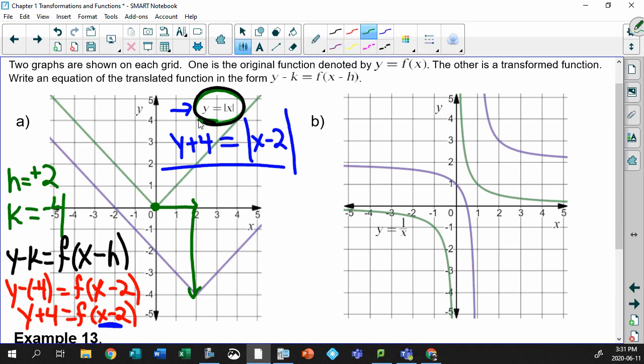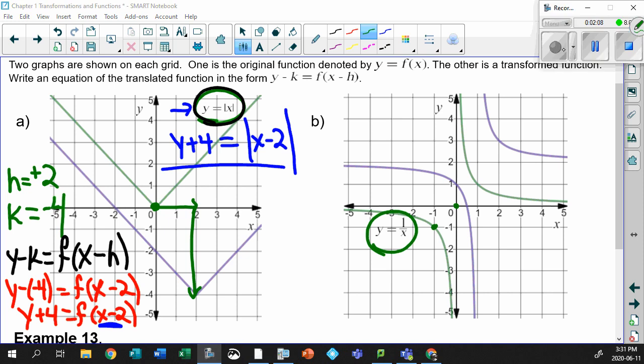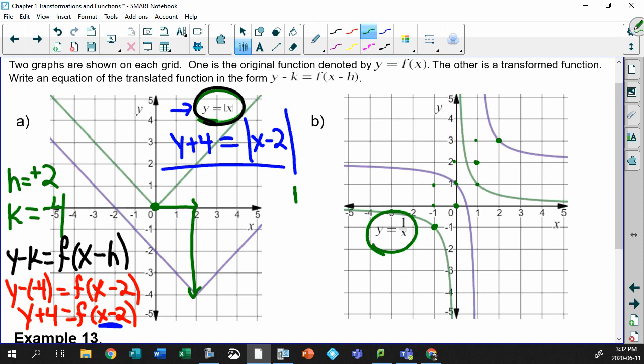Take a look at this one. The original graph is a reciprocal graph. Figure out there's a point right here in the middle of them, or you can use one of these points. It doesn't matter. And go to your new point, which has got to be out here somewhere. If you look at that, it's up 2 over 1. Even the one over here, this point here, up 2, over 1. So everything is up 2 over 1. So h equals positive 1. K has to be positive 2.